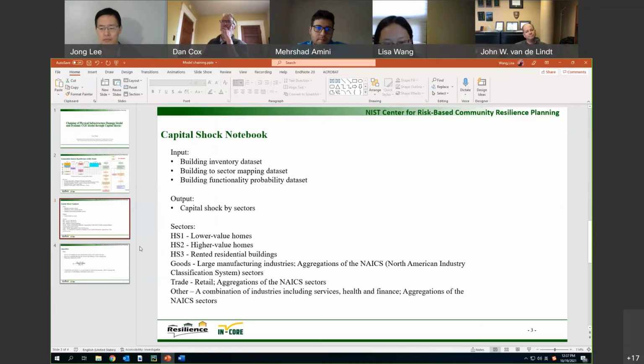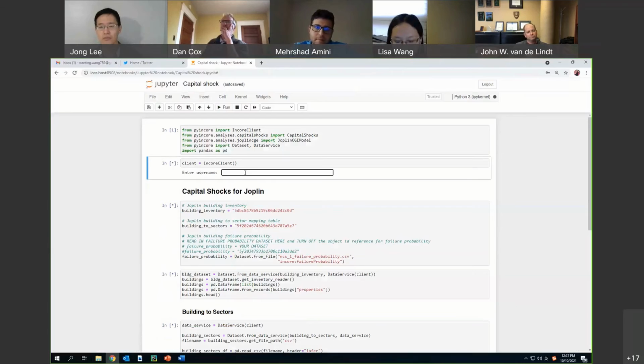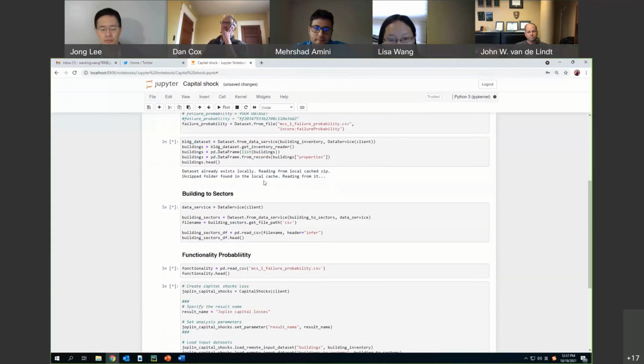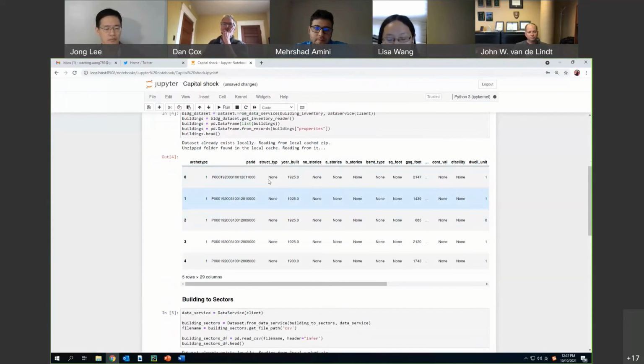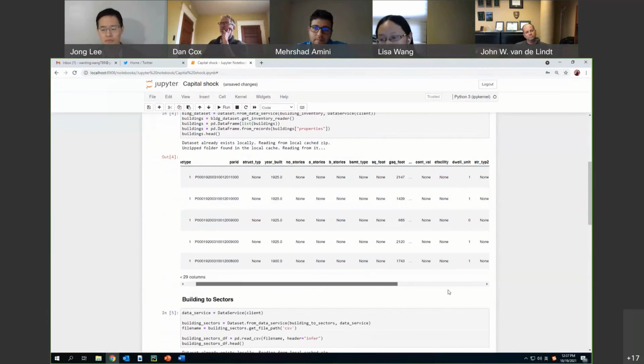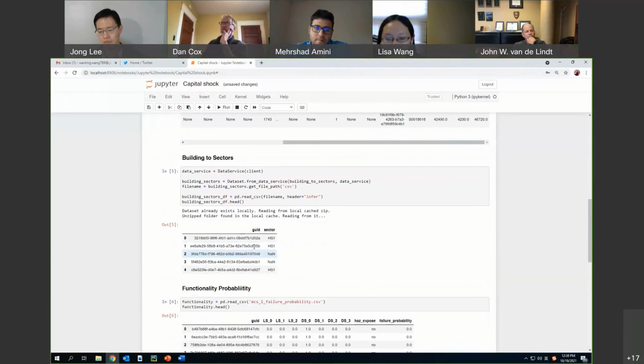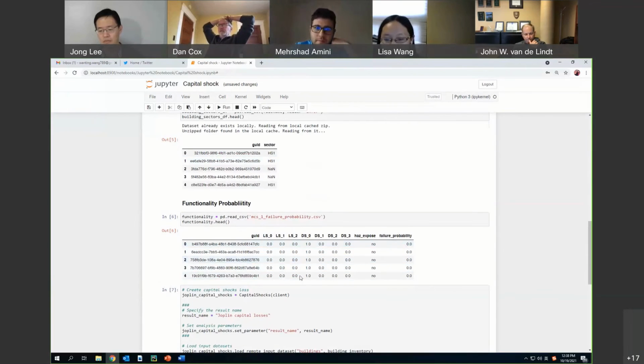Let's go back to see the notebook results. For example, let's look at the building inventory dataset. For each building, we have archetype information, parcel ID, construction year, footprint areas, and some other information, including the appraisal value of the building. This column is very important to create a capital shock. For the building-to-sector mapping, each building is assigned to a specified sector, for example, 1 to 3. The functionality probability dataset is actually the output of our Monte Carlo simulation module.